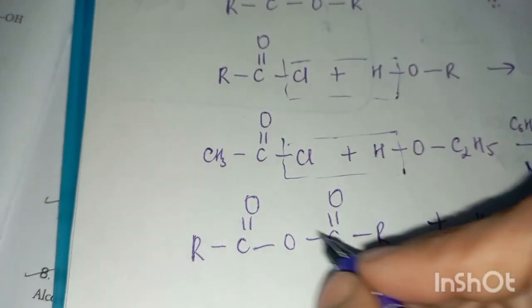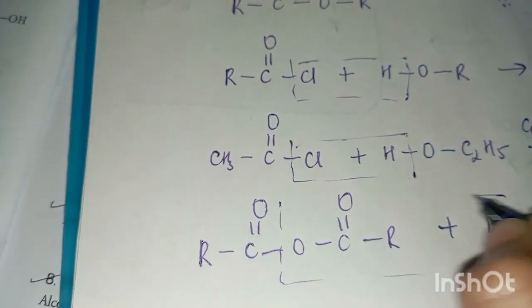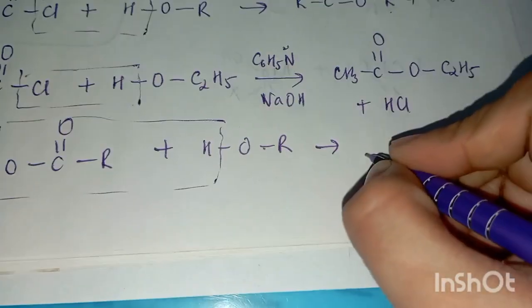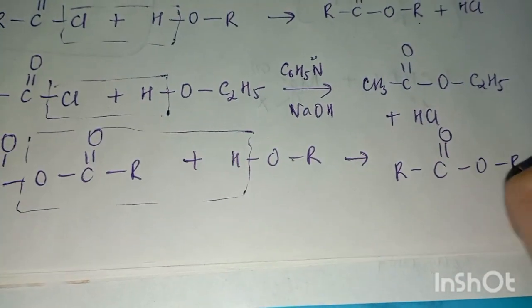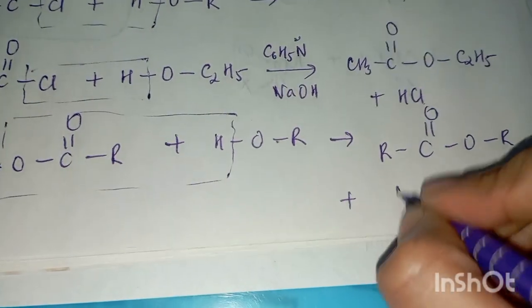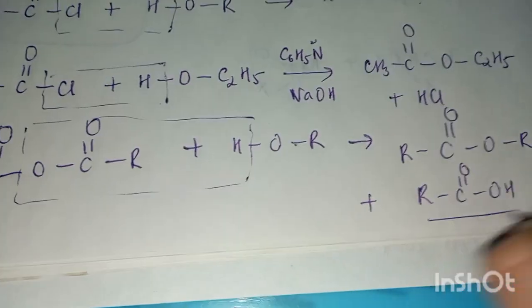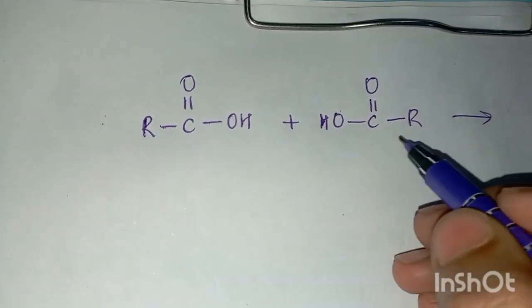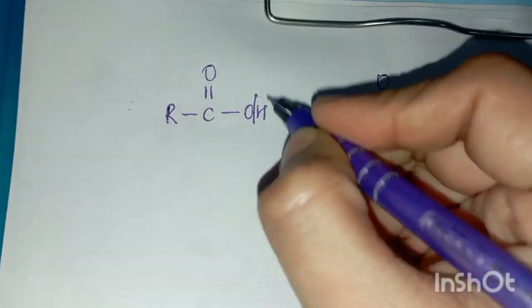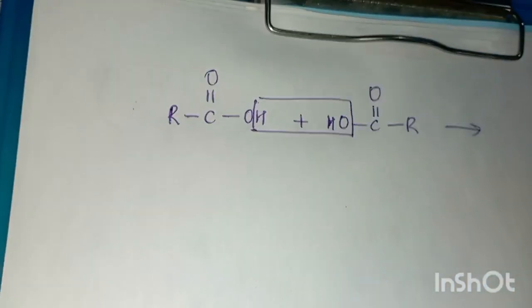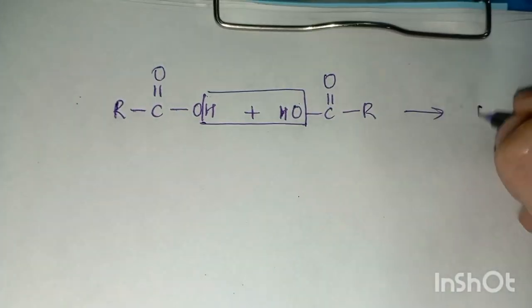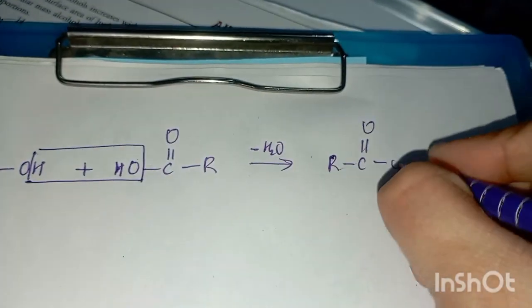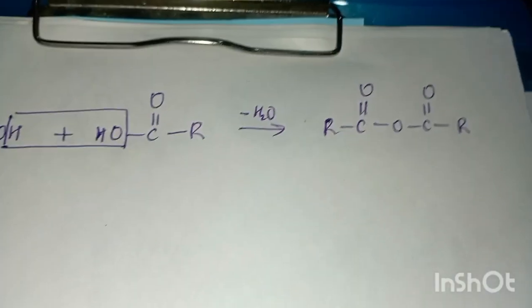Now what will happen? Again esterification will take place. Part of it will be removed. What will we get? R C double bond O, O R, that is an ester. We will get an ester, and R C double bond O, O H, a carboxylic acid. Now this is how an acid anhydride is formed. We have taken here two molecules of carboxylic acid. Removal of one water molecule will lead to the formation of acid anhydride. This is an acid anhydride.